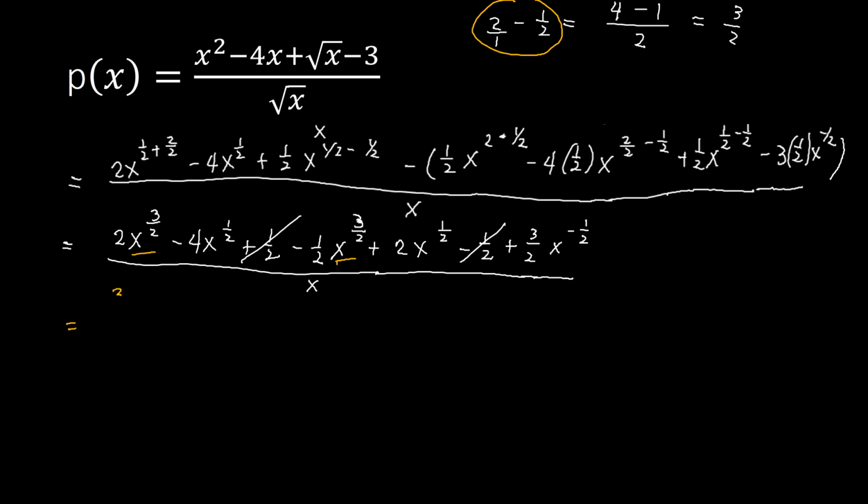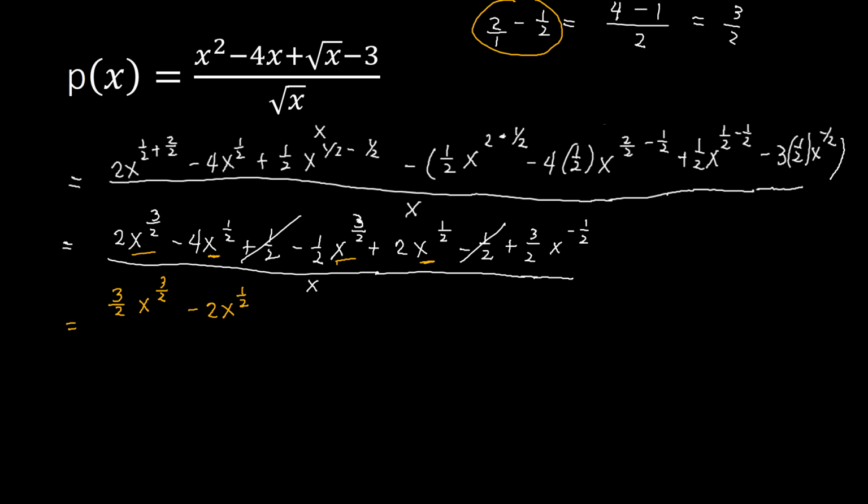So 3 halves and then x to the power of 3 halves as well. And then we have, followed with, x to the power 1/2. We have another x to the power 1/2 here. So negative 4 plus 2, that's a negative 2 times x to the power 1/2.